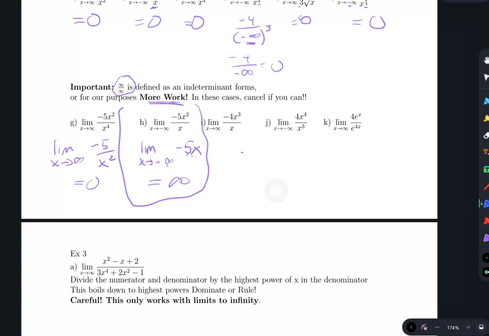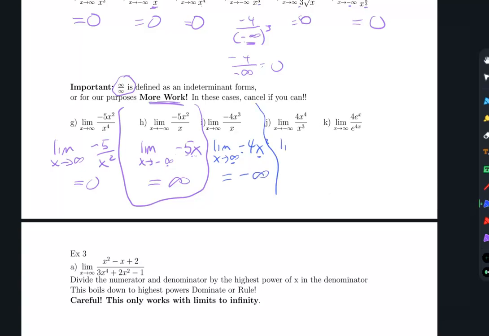So let's go to this one. Limit as x goes to infinity. Cancel an x. I have negative 4x squared. So I'm going to positive infinity. So I put the positive infinity, it's squared, but then I multiply it by a negative 4. So this answer is negative infinity.